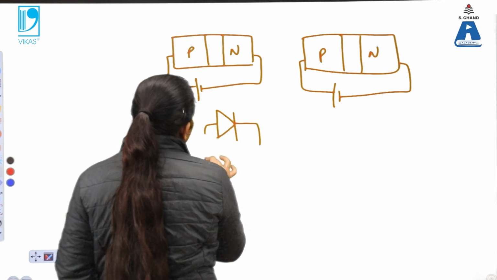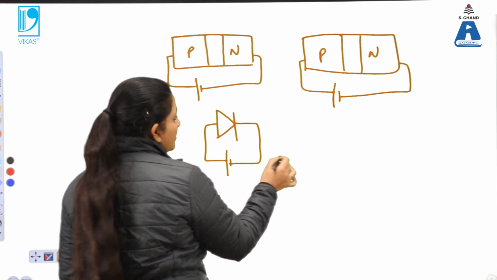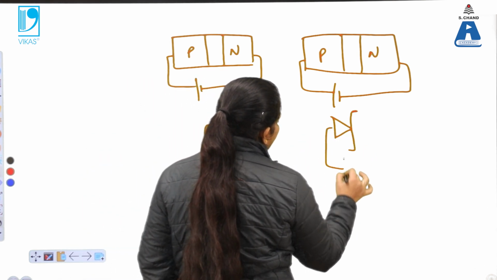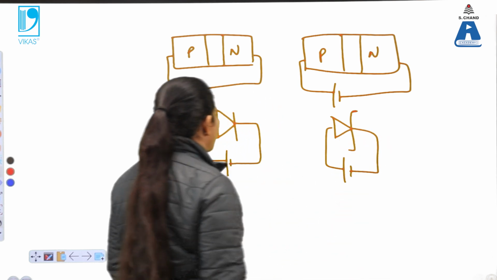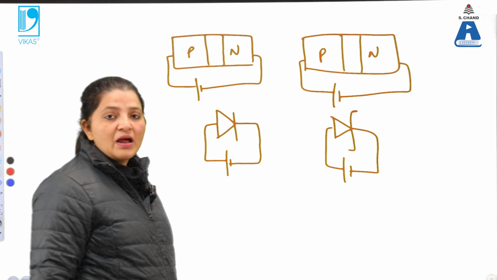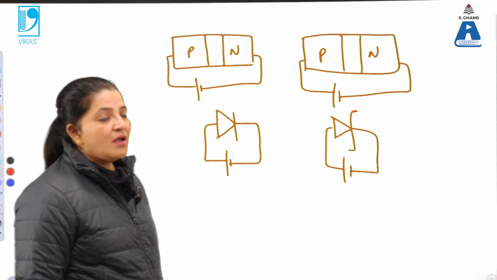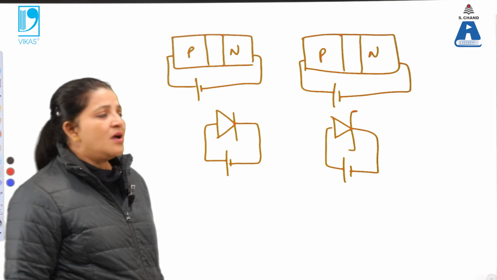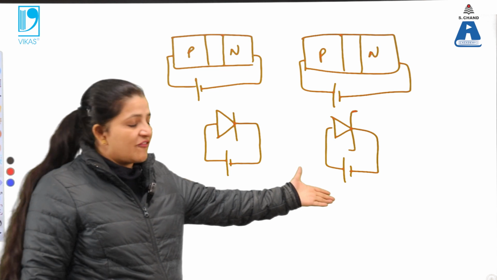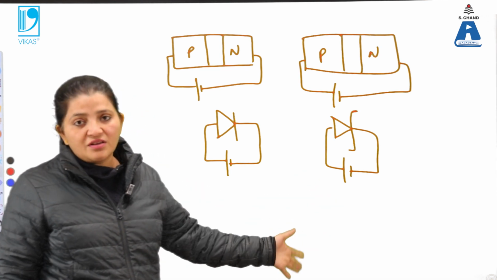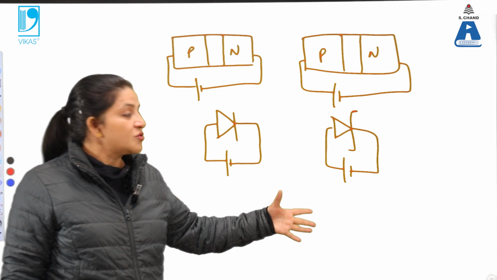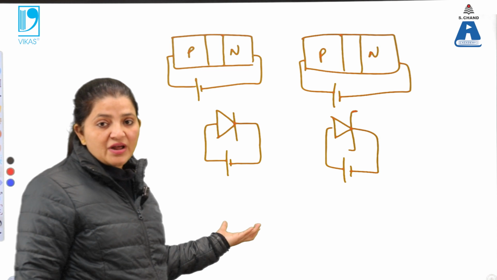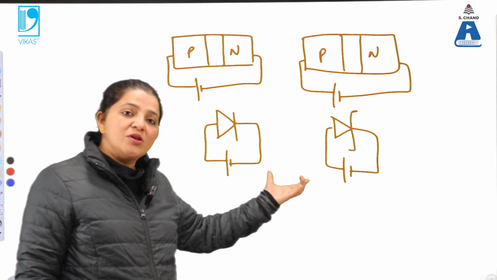So symbolically we can represent it like this. This is the PN junction and that is the Zener diode. Now in forward bias, what will happen? P is connected to the positive terminal and N is connected to the negative terminal. In both cases their working is the same. Only the amount of current will differ, because it is heavily doped, so a large number of charge carriers are present. Due to the presence of large charge carriers, the current will be large in comparison to a normal PN junction diode, but the working principle is the same in both cases.